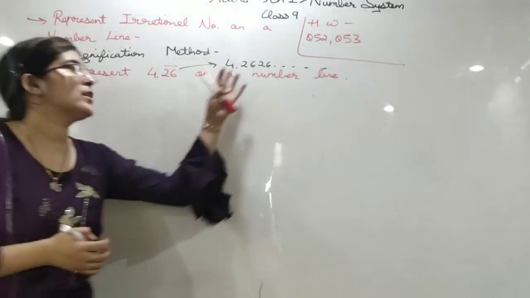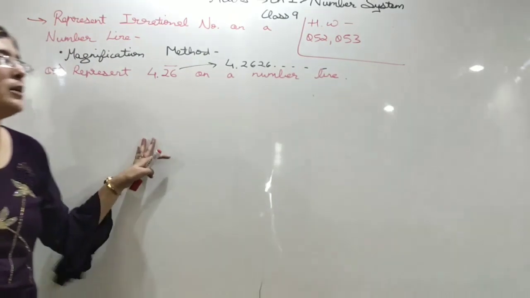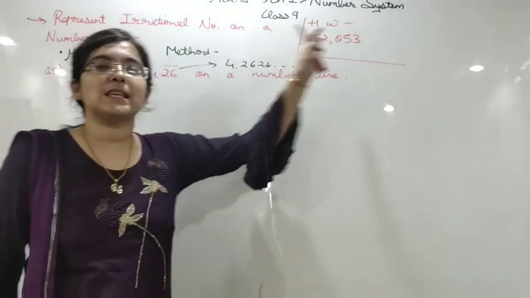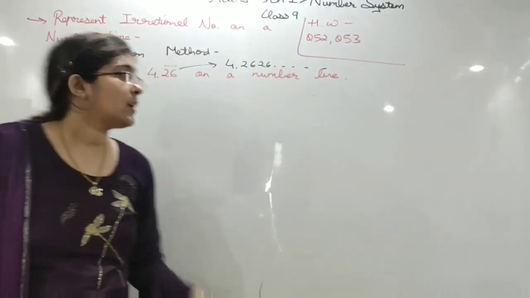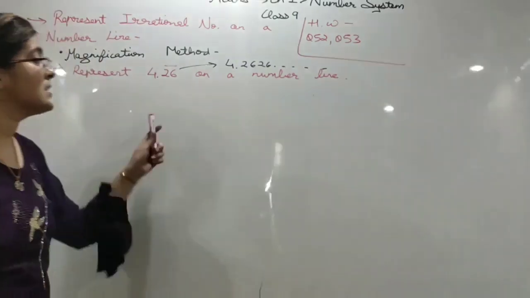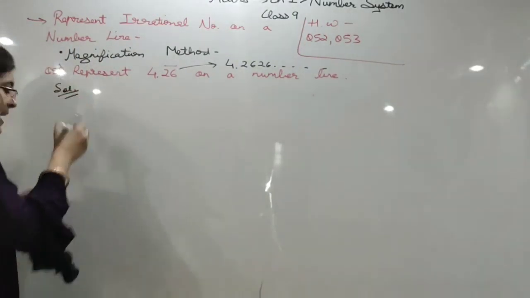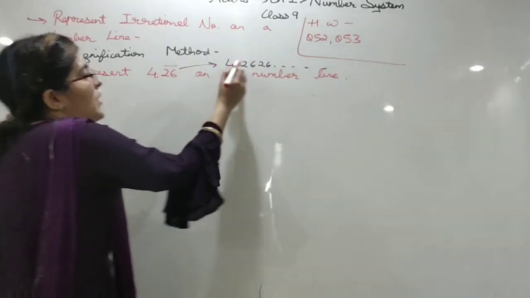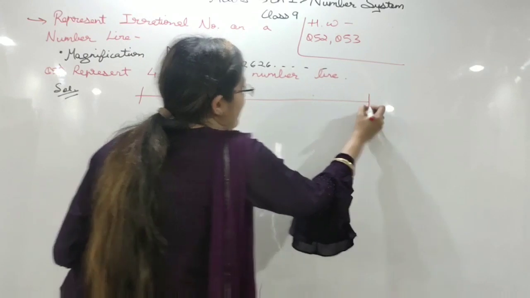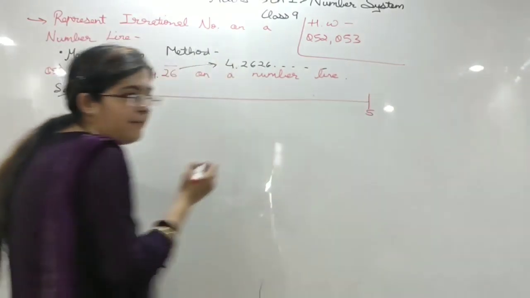Okay, we will take 4 digits up to decimal and stop. What we have to represent is 4.26, 26 and so on. The bar is on 2 digits, so they are repeated. So this will also be made by the magnification method. Let's start, students. Since it is 4.26, we will draw it between 4 and 5.